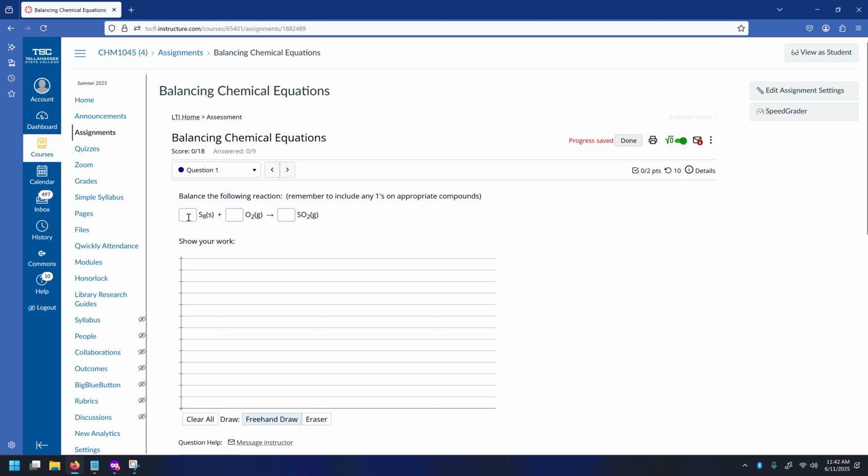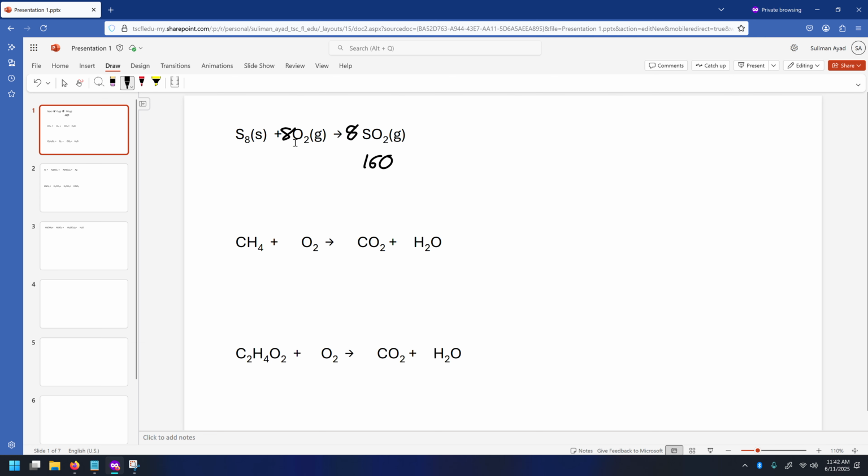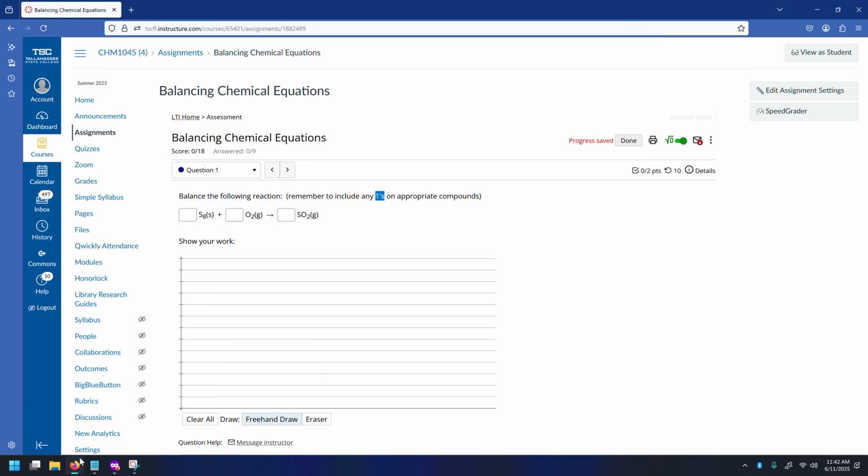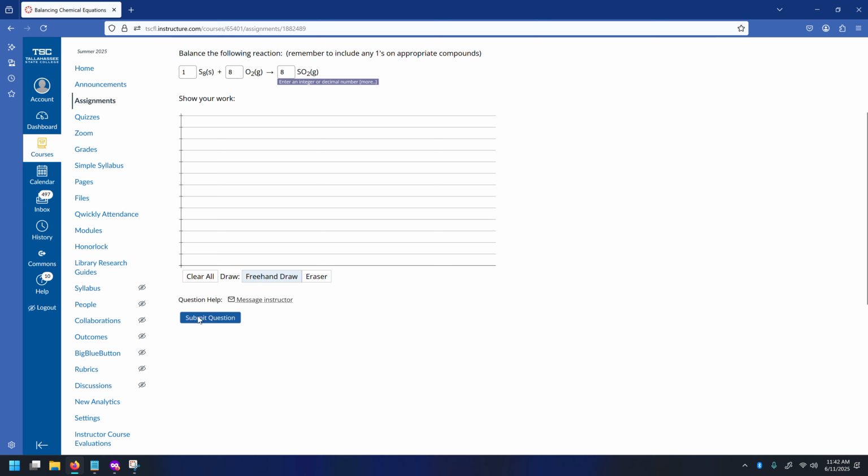In the homework assignment, you're going to be given these boxes. Because of the way Luminome is set up, make sure you include 1s anywhere that there would be a coefficient of 1. You'll note, though, that when I looked over here at my PowerPoint, I didn't write the 1 in. In general, 1s are understood or implied in chemistry. That's just not the same for this assignment. So we're going to put a 1 there, an 8 here, and an 8 there.